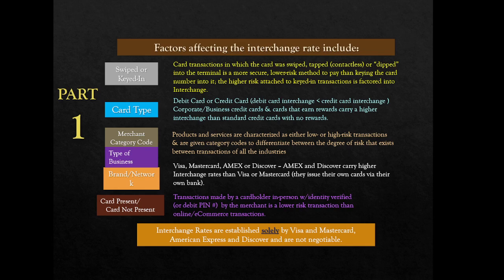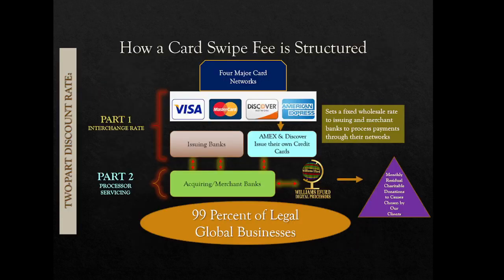So the type of card, along with if it's a rewards card or a standard card, all comes into play. And again, talking about card present or not card present. Okay, card present, again, making a restaurant purchase, purchasing a candy bar in store, that is a lower risk transaction than if they were buying that candy bar online, where the card's not present and you cannot see them. And again, interchange rates are established solely by Visa and MasterCard, American Express and Discover, and are not negotiable.